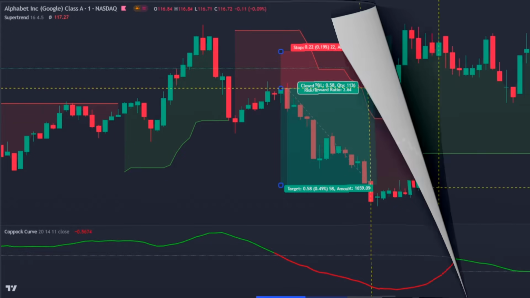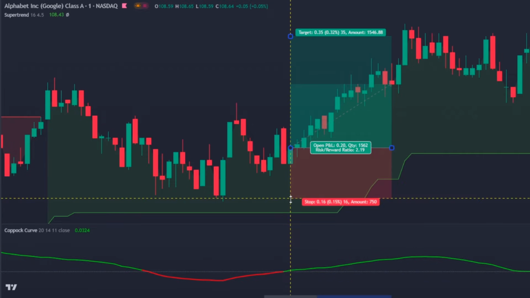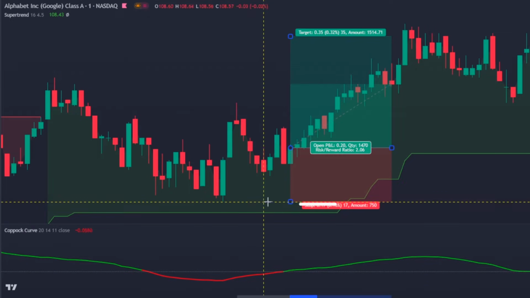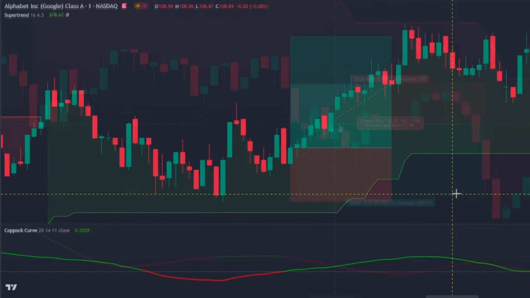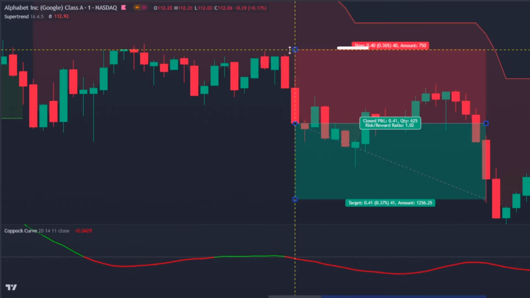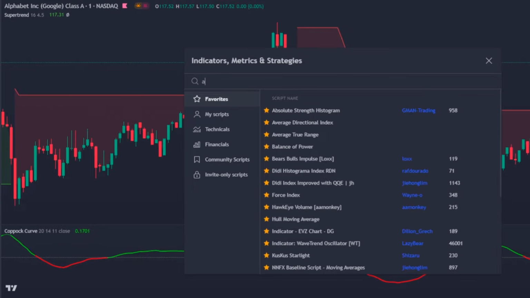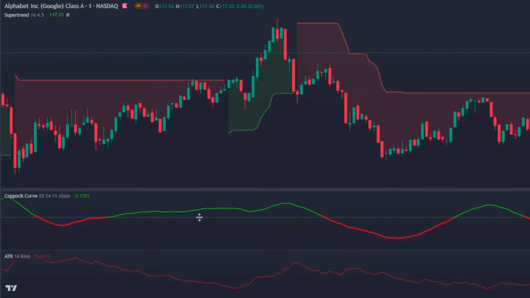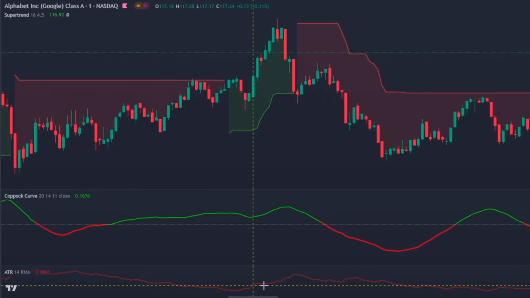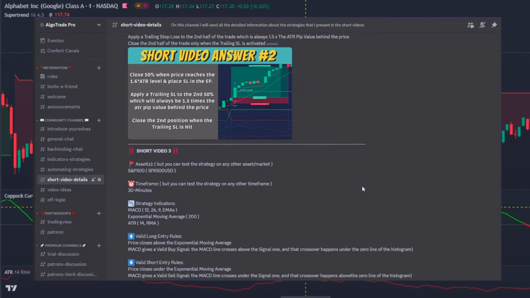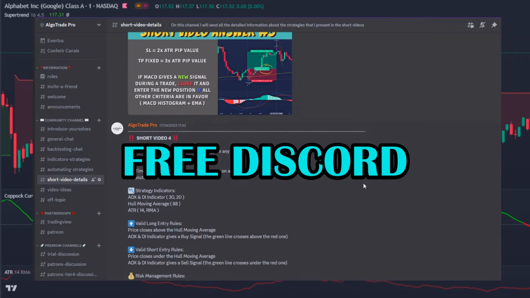For the strategy's risk management, you can place the stop losses on the last swing lows for long positions or on the last swing highs for short positions. But I will use the ATR indicator to place them, because for me it's the best and easiest method to do it, and I use it almost in every strategy I share in my free Discord channel.